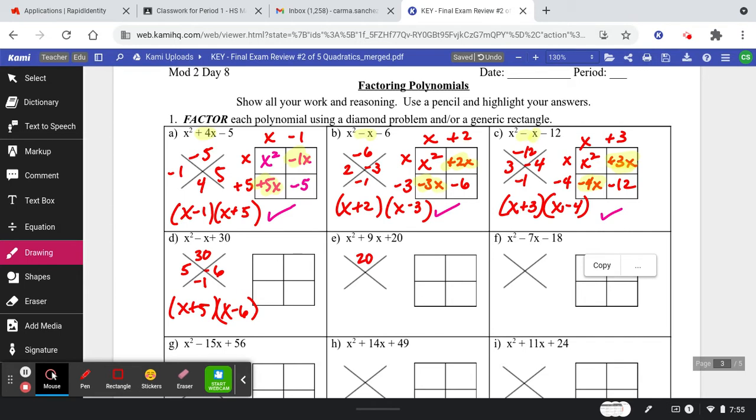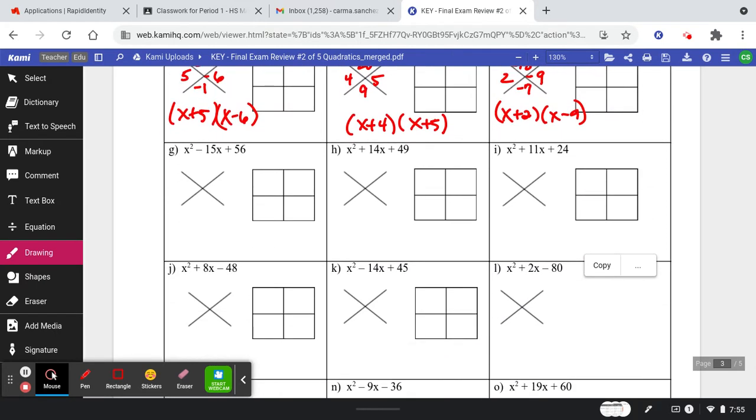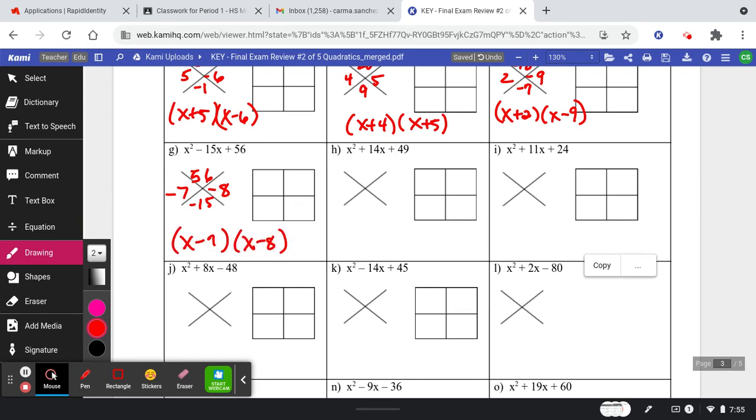What times what equals 20 and adds up to 9? x plus 4, x plus 5. What times what equals -18 and adds up to -7? x plus 2, x plus 9. I'm sorry, x minus 9. What times what equals 56 and adds up to -15? And that would be 7 times 8. x minus 7, x minus 8 are my factors.